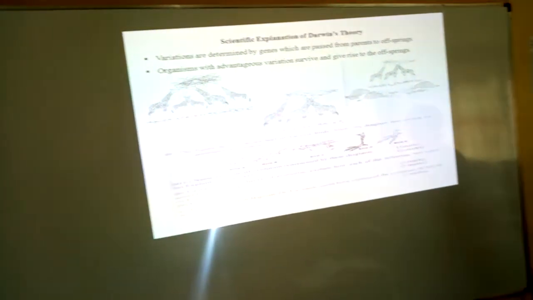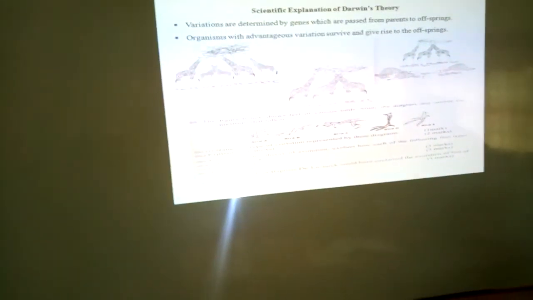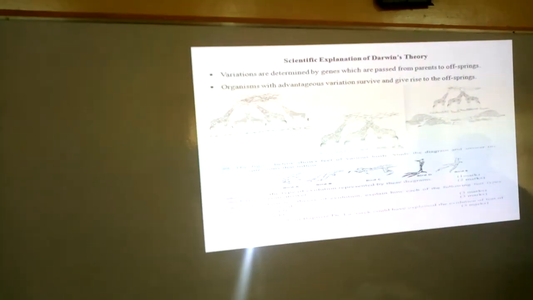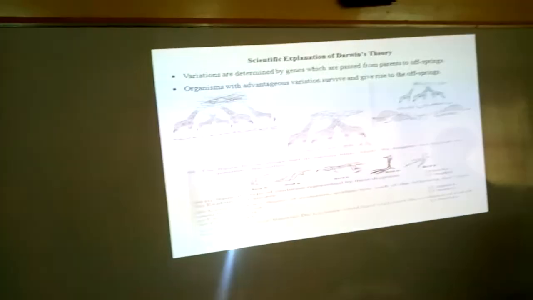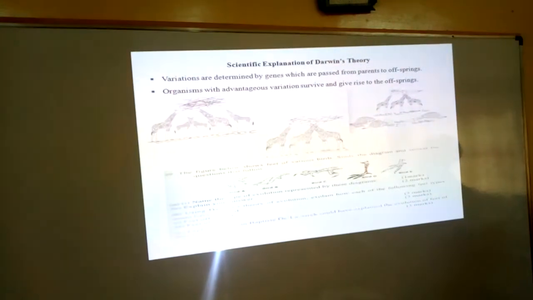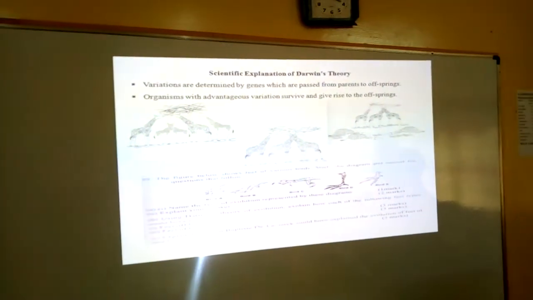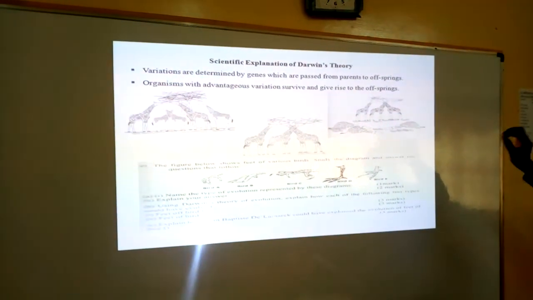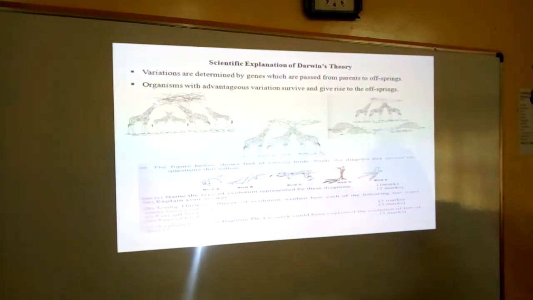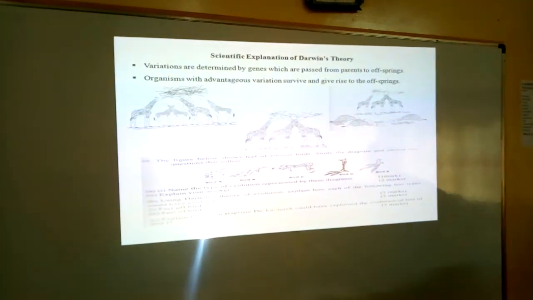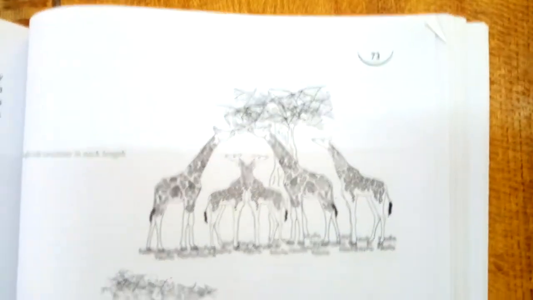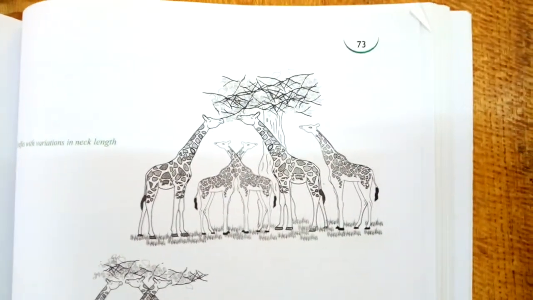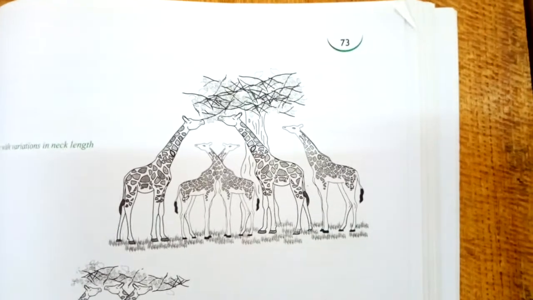Scientific explanation of Darwin's theory. Variations are determined by genes. In fact, other scientists agreed with Darwin but disputed the theory of Lamarck. They agreed because Charles Darwin based his explanation on genes, that the variations we see in organisms of the same species are due to genes, which are passed from parents to offspring. Organisms with advantageous variation survive and give rise to offspring.